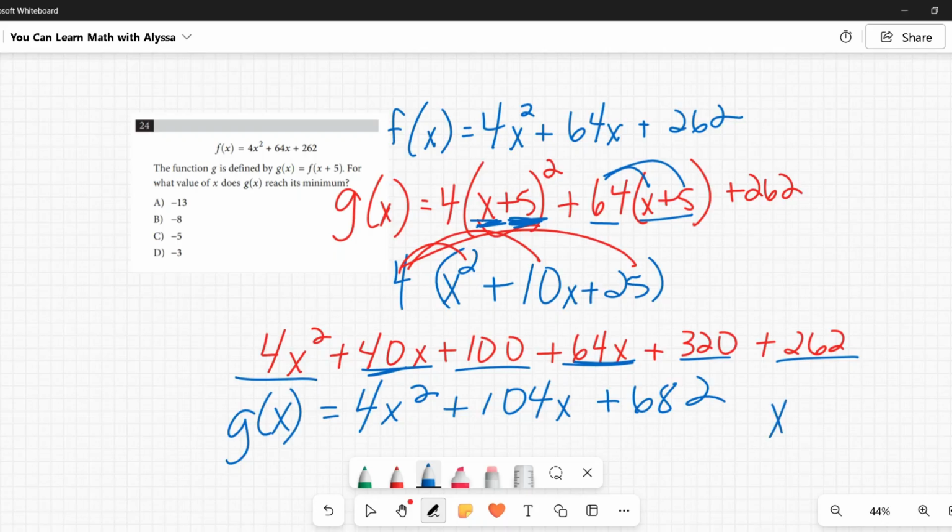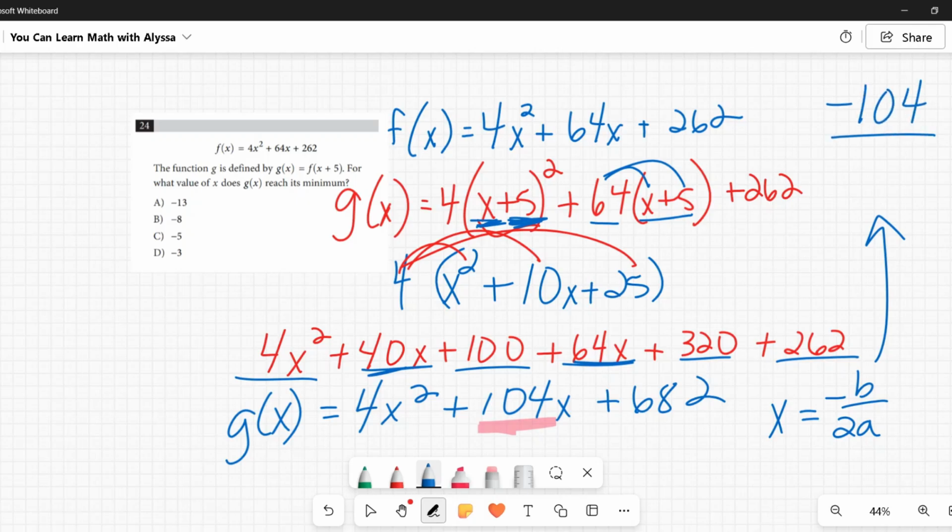And I know that I need my little vertex formula, x equals negative b over 2a. That will get me my vertex. It will get me my minimum. So my b here is 104. Negative b would be negative 104 over 2 times a, and my a is 4. So 2 times 4 is 8. So negative 104 divided by 8. 8 goes into negative 104 negative 13 times. And that's my answer, negative 13.